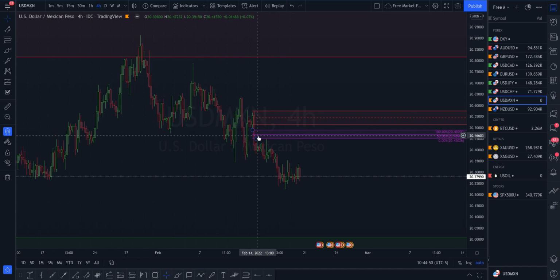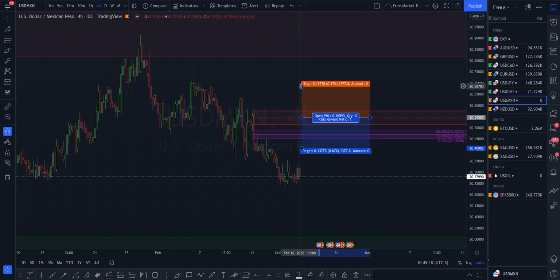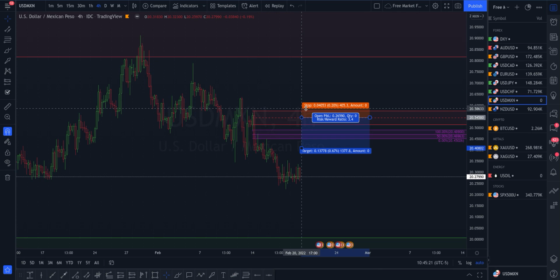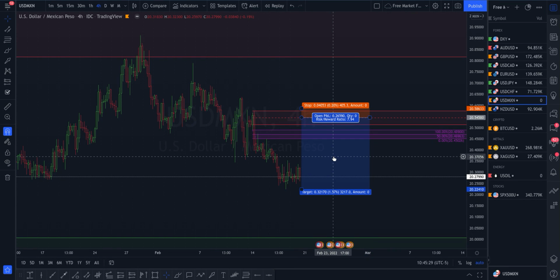All right, unmitigated supply with this gap. So we could be looking for sells here, or somewhere in this area. Stops just above here. Okay. Initial target there.